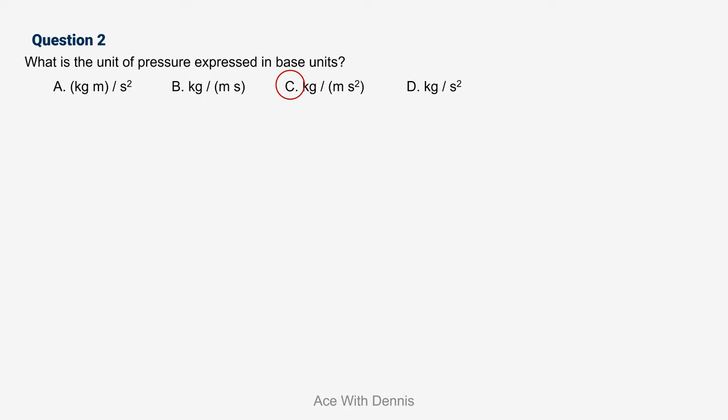So how can we get this answer? Let's look at the formula of pressure, P equals F over A. We know that F equals ma, and the base unit for mass is kg, and the base unit for a, which is acceleration, is meters per second square. Then we substitute into the formula. The base unit for force will be kg meter per second square, and the base unit for the area is meter square. Now, we can cancel the meter with the meter square at the bottom, and the second square can be brought down. At the end, we get the base unit for pressure, which is kg per meter second square.